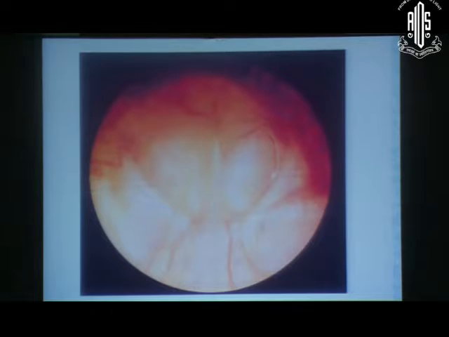But this is the normal looking disc with normal emanating blood vessels from the lower pole of the disc. This is type 4, where the disc looks normal, but there is a coloboma involved in the disc area. Type 5 is the most common variety, where we see a disc coloboma along with a choroidal coloboma, and the whole thing is a single area of coloboma.